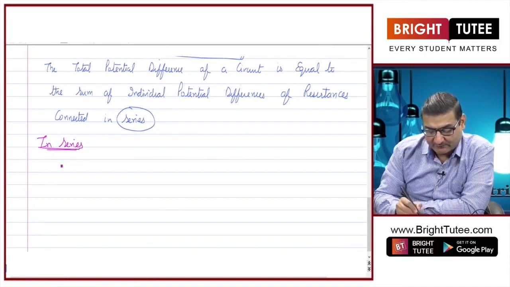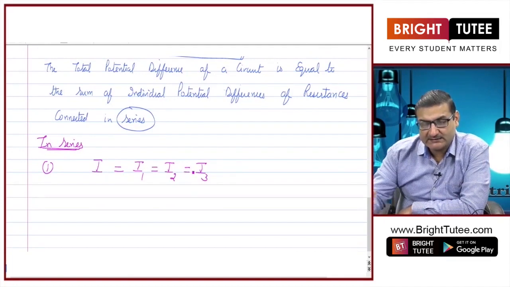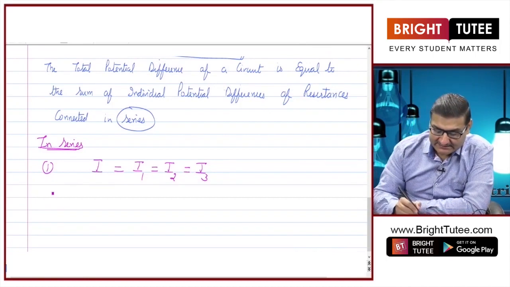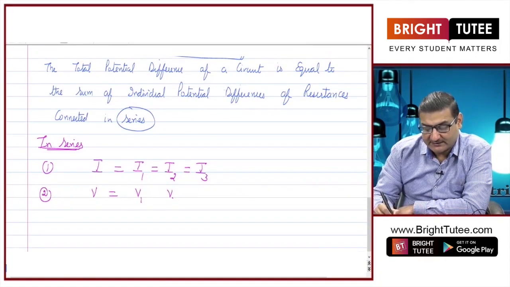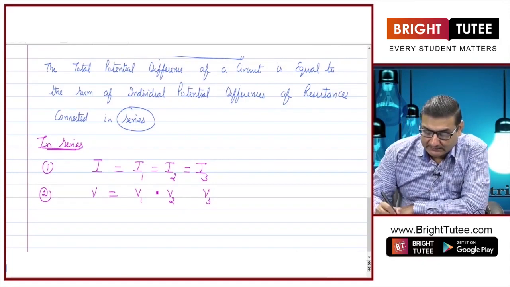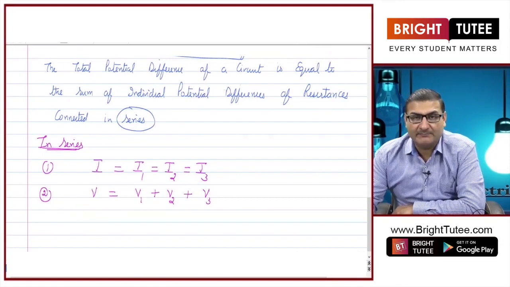In series, the first thing is that the total current and the current in the first resistance, the current in the second resistance, the current in the third resistance, they all are the same when we are talking about resistances connected in series. And in series, if I talk about potential difference, then the potential difference across the first, across the second, across the third, they may or may not be the same, but their sum is equal to the total potential difference of the series combination. This is quite an important thing that we need to remember.